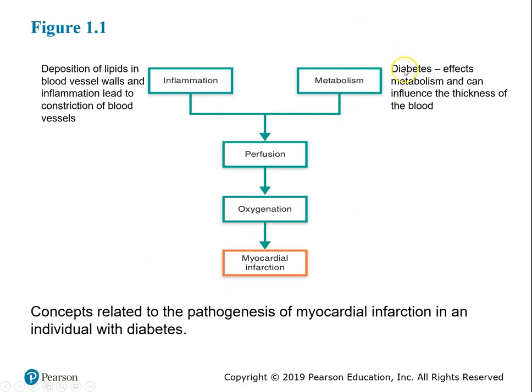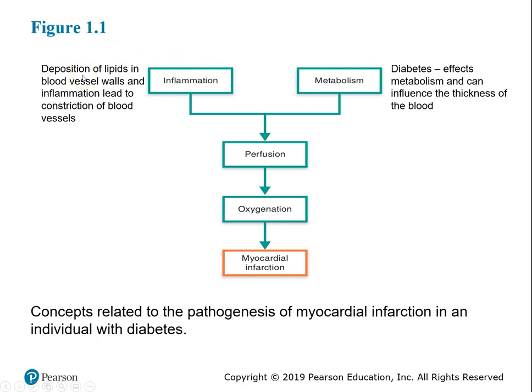right? So for instance, if the patient has diabetes, diabetes is going to have effects on metabolism that actually can influence the thickness of the blood. If the blood is thicker, there might be a chance that it may end up clogging an artery or obstructing blood flow. If the blood is thinner, it's going to flow a lot easier. If we think about up here, inflammation, how is this related?